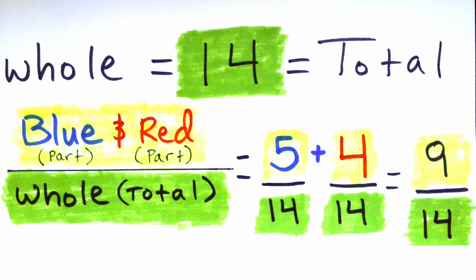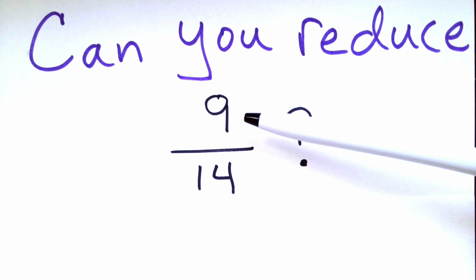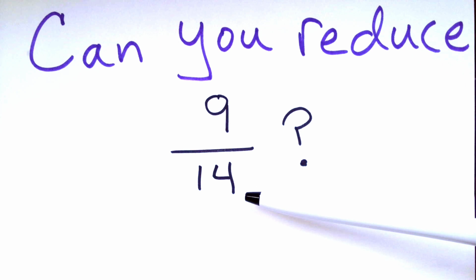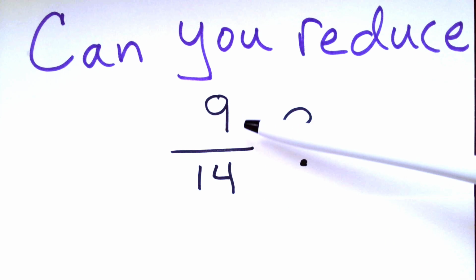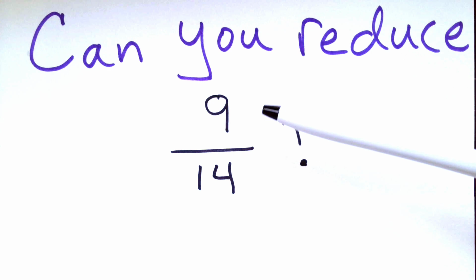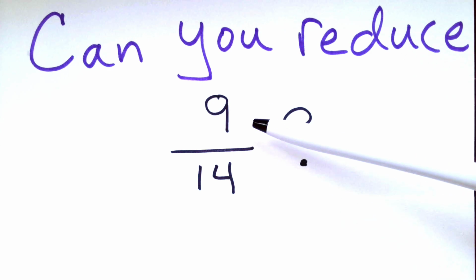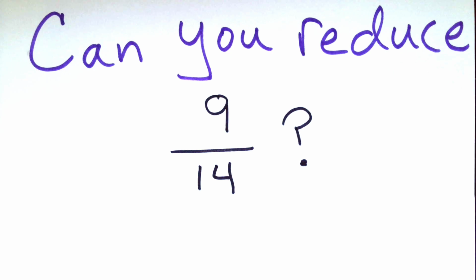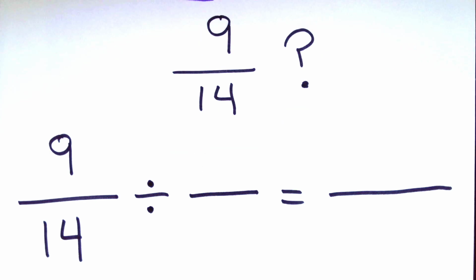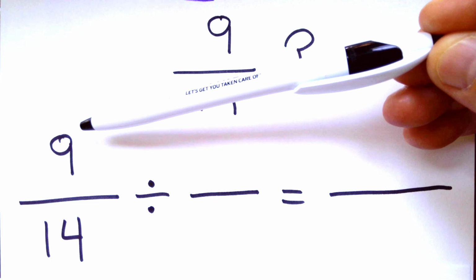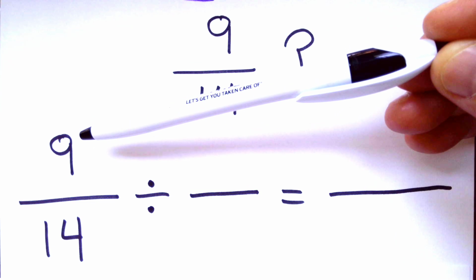Now, you know I'm going to ask this question. You know it's coming. Can you reduce the fraction? You knew it was coming, right? We've got 9 in the numerator. We've got 14 in the denominator. We have an odd number on top, an even number on bottom. Is there a number other than 1 that can be divided evenly into both top and bottom? Okay, so we have 9/14. All the factors that make up 9 are 1, 3, and 9, right? Because 3 times 3 is 9, and 9 times 1 is 9.